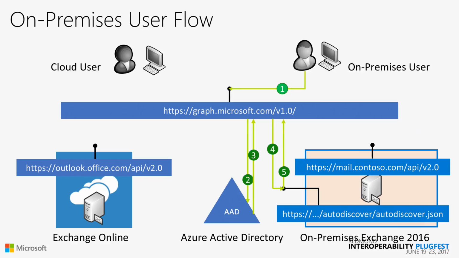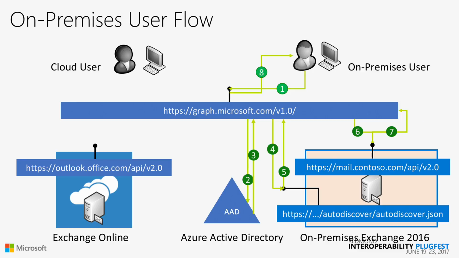So Graph then goes back to AAD and says, hey, I need to send this request to mail.contoso.com. However, the token which I have received is for graph.microsoft.com. So it goes back to AAD and says, hey, give me a new token for mail.contoso.com. Once Graph has this new token for the on-prem endpoint, it proxies that request to the on-prem endpoint, gets a response back, aggregates it, and then sends it back to the application.